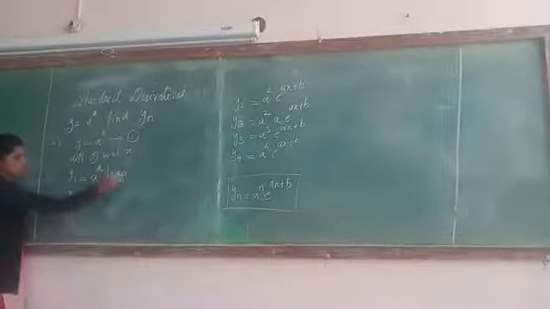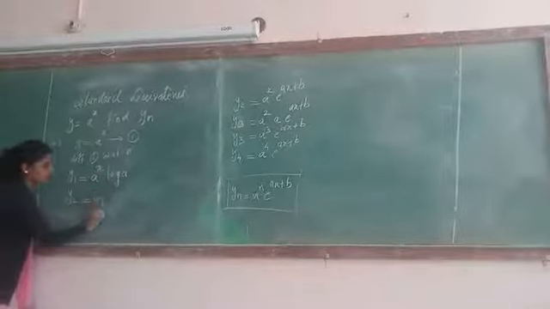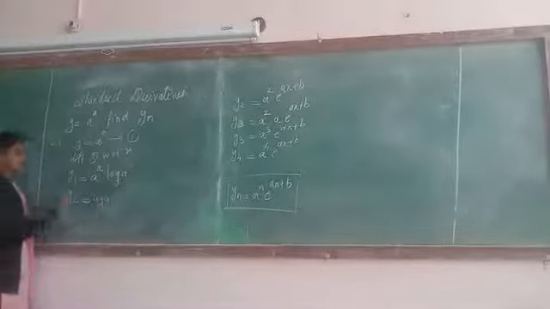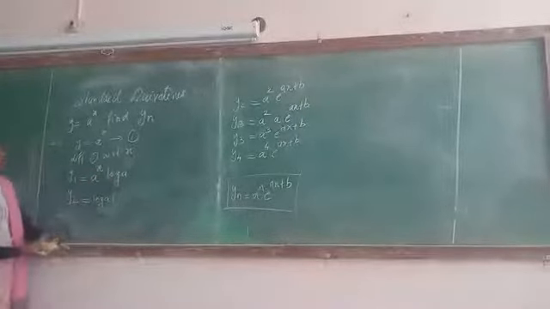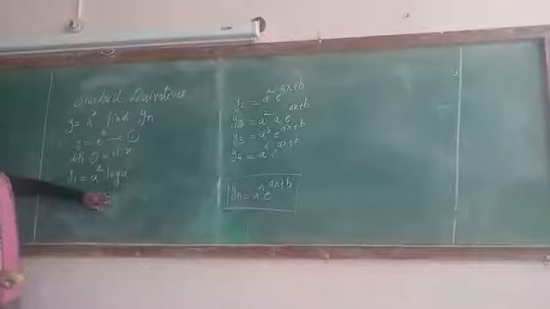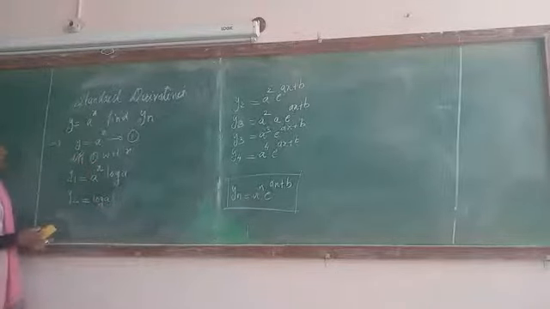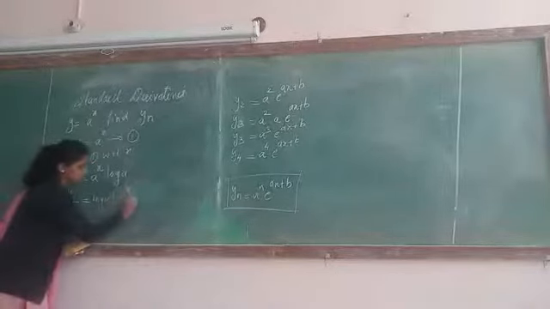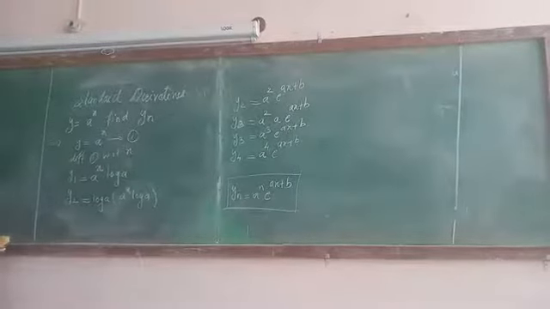Now what is the constant? The constant we have to keep as it is. Log of a is constant, so we keep it as it is, but a to the power x is a function. Again, the derivative of a to the power x is a to the power x log of a. So y2 is log of a squared into a to the power x.